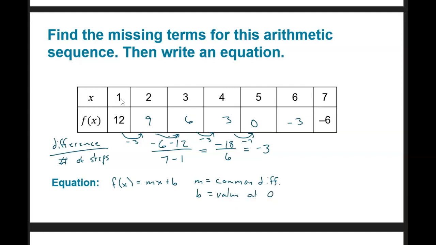Notice up here we don't have a 0 step. We have to go back one. So if we go back a step, we have a 0 here, and then this would be 3 bigger, so this is going to be 15. Our value at 0 is going to be 15. So our common difference is -3. That's what we got up here at each step. And our value at 0 is 15. So overall, our equation is -3x plus 15.